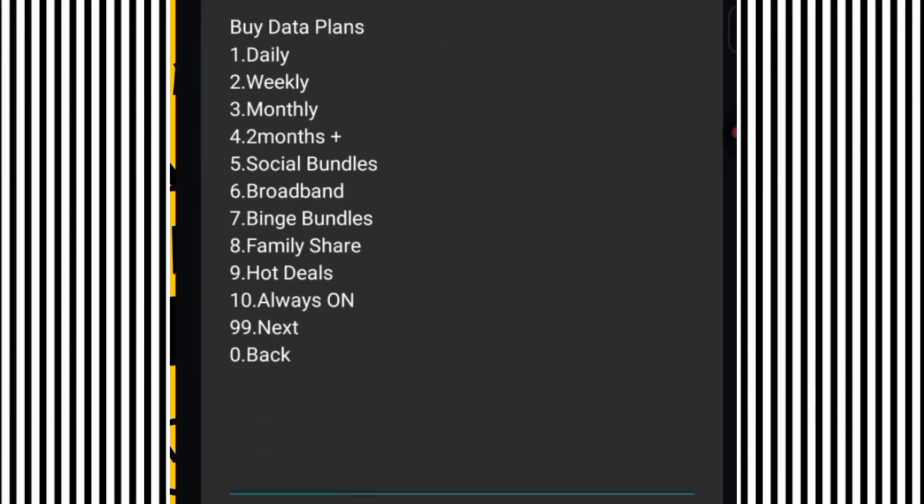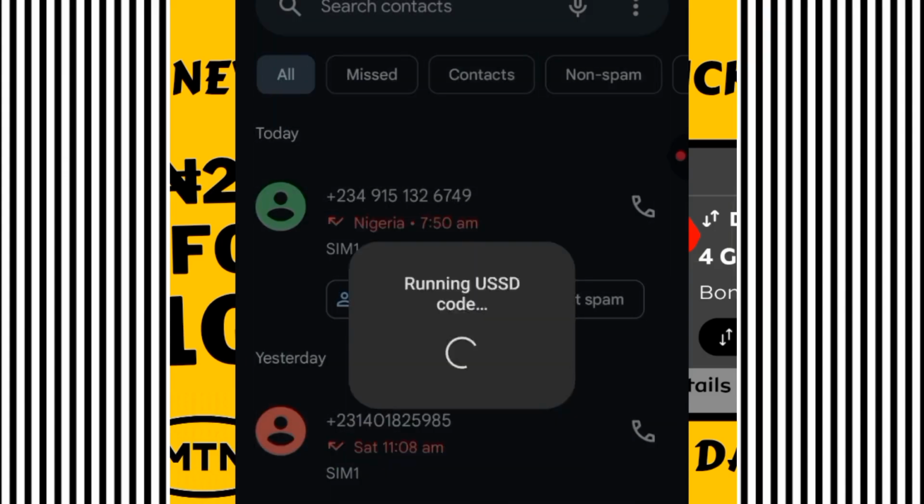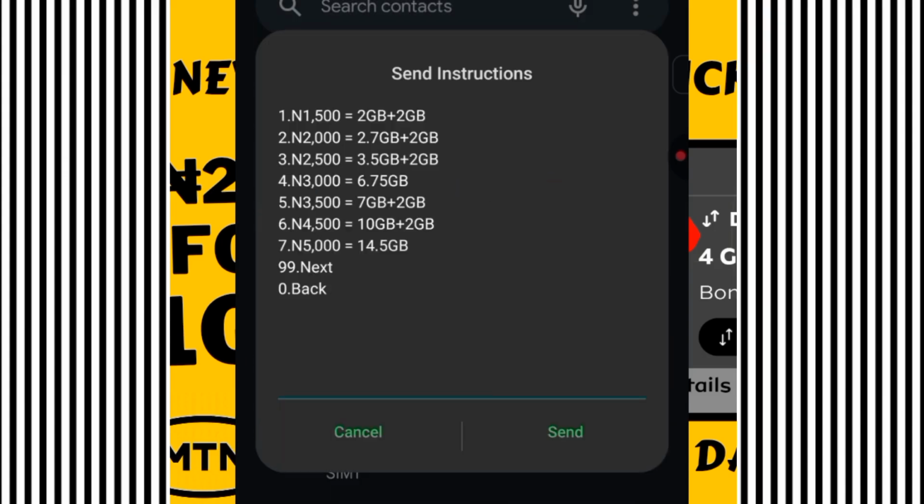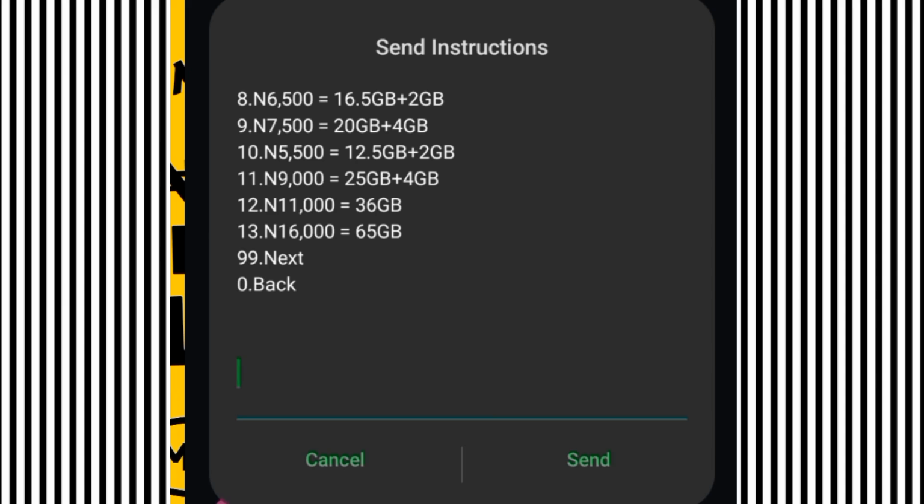So let's check that right away. Monthly plan, which is number 3. I'll click on 99, which is next. Hope you can see that right now. Number 11 says 9,000 naira is equal to 25 gig. Can you see? You are getting an extra 20 gig using this method I'm showing you guys. That's just so cheap. So let's go ahead and buy it, so that we can proceed to the Airtel plan and the Glo plan.